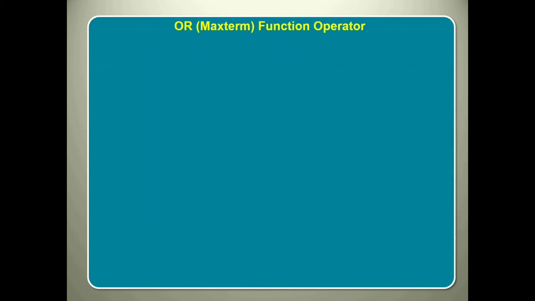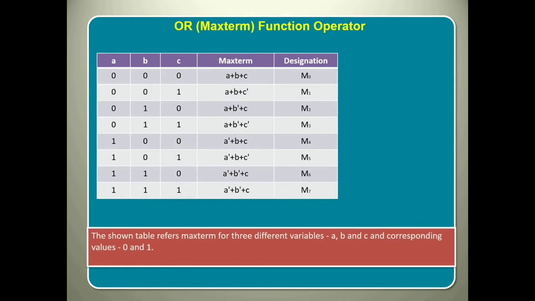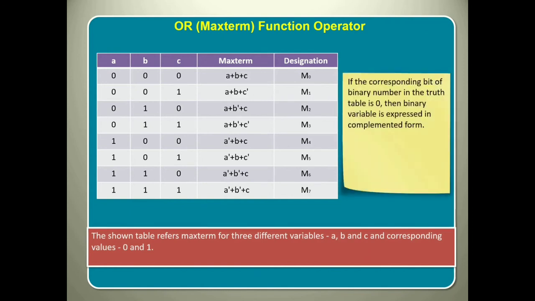Let us now look at OR Maxterm function operator with an example. On-screen table refers Maxterm for 3 different variables A, B, and C and corresponding values 0 and 1. If the corresponding bit of binary number in the table is 0, then binary variable is expressed in complemented form. And if corresponding bit of binary number in the truth table is 1, then binary variable is expressed in normal form.